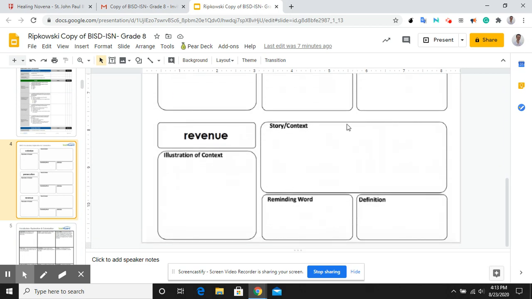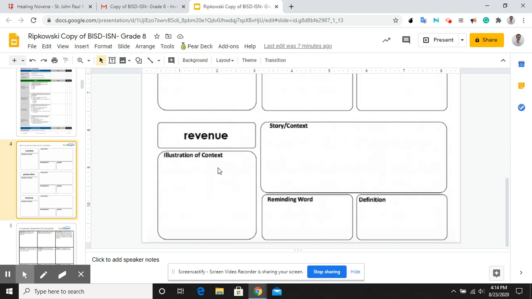You've got a story/context, meaning how does it fit in the unit? Not a definition, because we've got a definition right here. Why is it so important to the unit? We need a reminding word, so I'm going to help you out with this one with revenue. What is a reminding word for revenue? For those that don't know, money. Revenue is money.